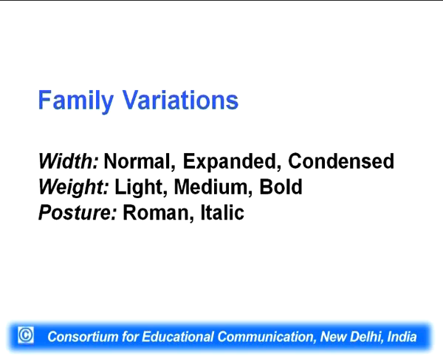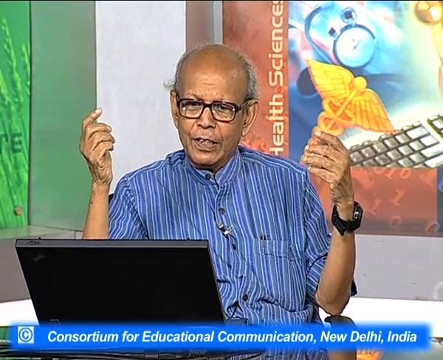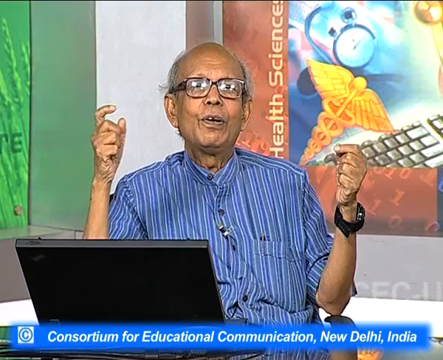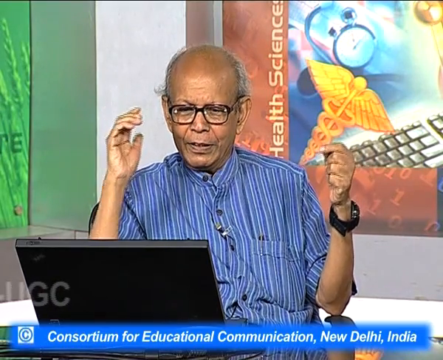Width-wise, how the letters look in width, and weight-wise, how the thickness is. For width-wise, we can have normal, condensed, expanded, whereas weight-wise means optically they are heavy, light, or medium. And the third one is the posture. Posture means how the letters are standing. There are basically two types of standing. One is a Roman standing, that means letters are standing straight, and the second one is italic, slightly slanted to the right side.